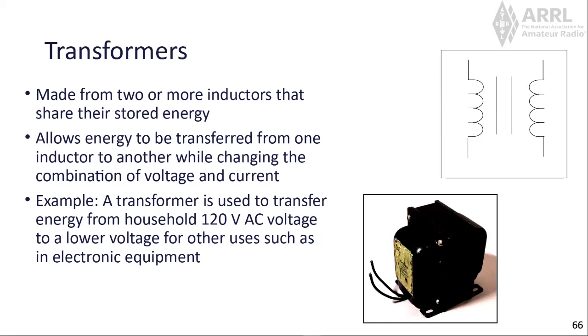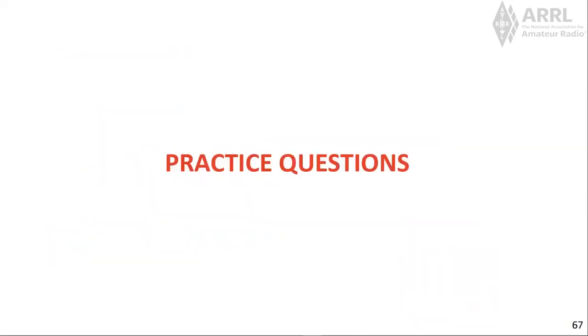So we see the symbol for a transformer in the top right. It's two windings of an inductor, and we put the bars between them to indicate that the inductance from one is tied in with the inductance of the other. They interact with each other electronically. Below you see a photograph of a transformer. Okay.